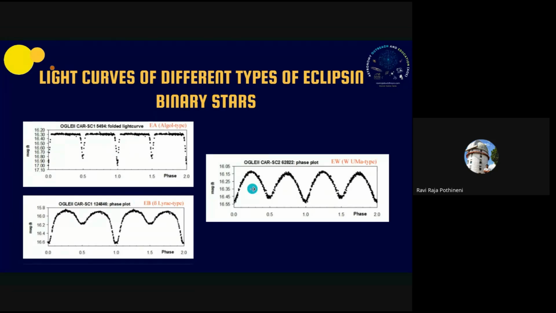And in this case, you can clearly see that the temperature difference is very less, and the components are comparable. So that is the reason you have a very good light curve in this case, almost like a sinusoidal wave.